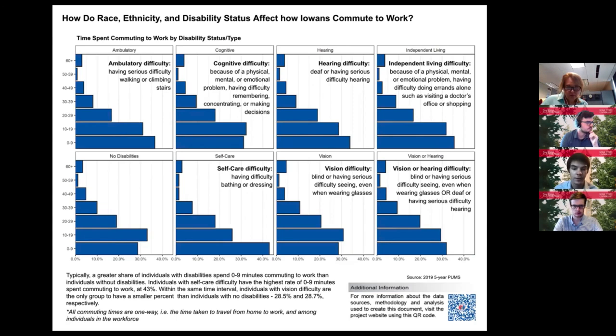higher than the average. Interestingly, people with vision difficulties are actually the only group that has a smaller percent of individuals than individuals with no disabilities who spend 0 to 9 minutes commuting to work, although the difference is pretty negligible, 0.2%.